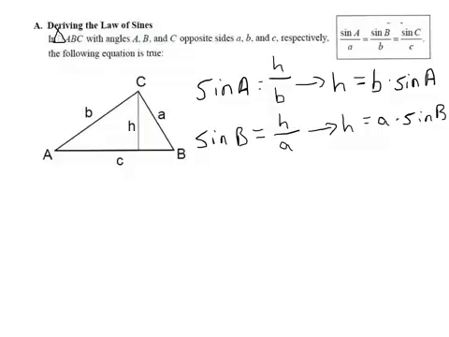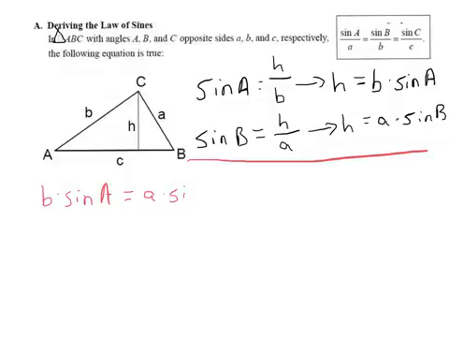From there, I have two equations, both of them equal to H, so I can go ahead and put them equal to each other. As the second part of this proof, I'm going to say that B times sine of angle A has to equal A times sine of angle B.